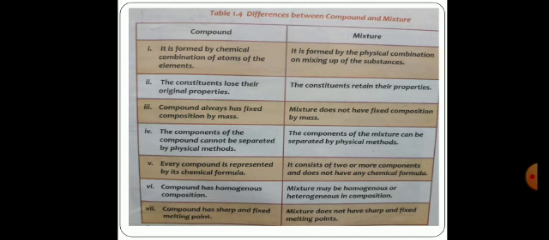Every compound is represented by its chemical formula. What is a chemical formula? A chemical formula means the symbols of the elements and their combining ratio. A mixture consists of two or more components and does not have any chemical formula. A compound has a homogeneous composition. A mixture may be homogeneous or heterogeneous in composition. A compound has a sharp and fixed melting point and boiling point, while a mixture does not have sharp and fixed melting points.